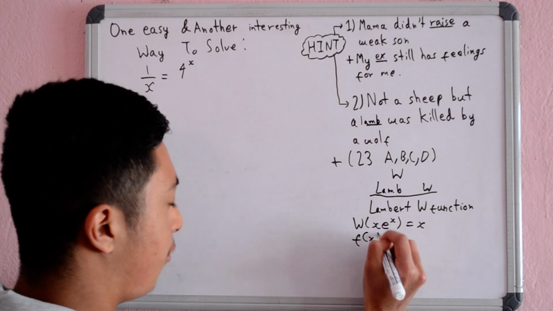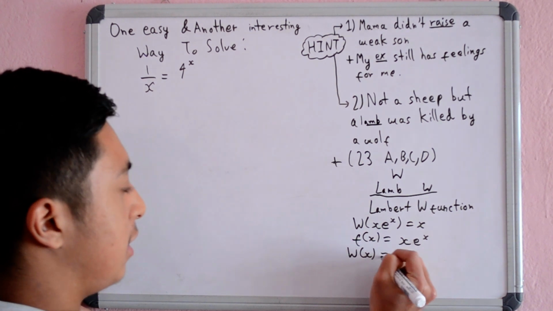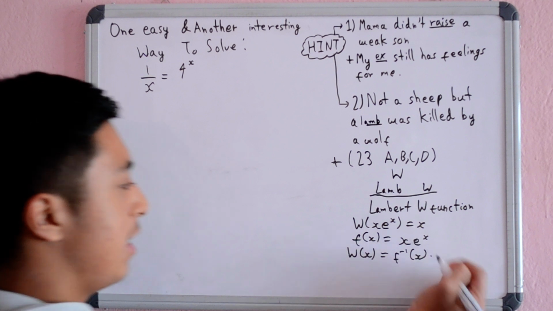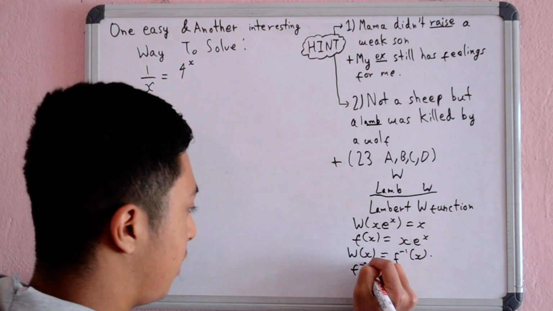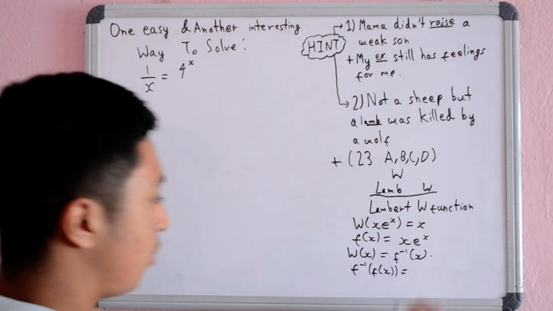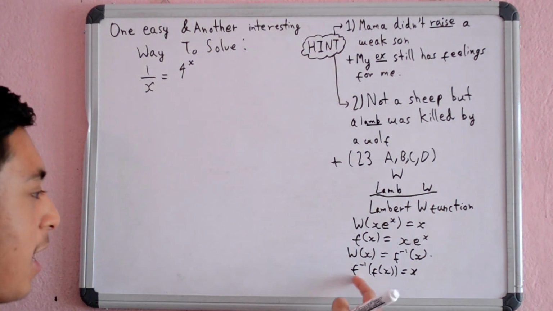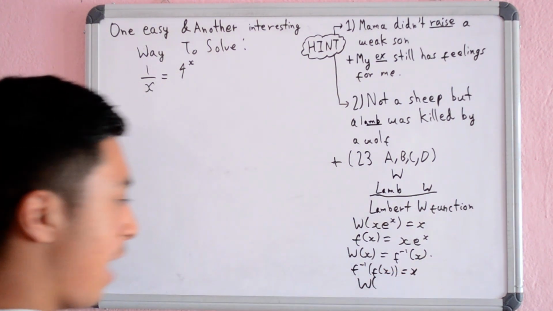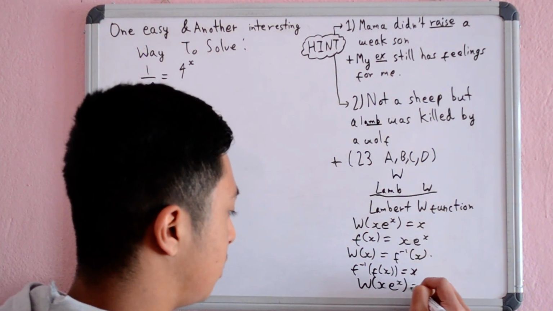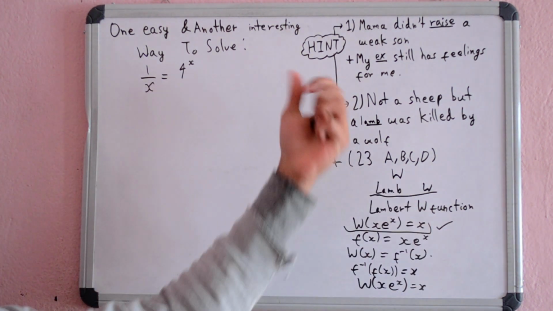So if we have a function f(x) = x e^x, then W of x is the inverse of this function, so f inverse of x. And you know that the inverse function of a function simply gives x back, and the inverse function here is W. So instead of f(x) we can put this x e^x, and W of x e^x gives x back. So this is what we're going to be using for the interesting method.